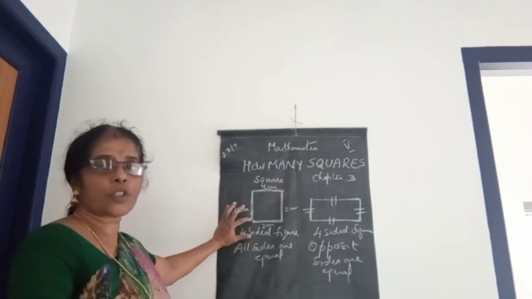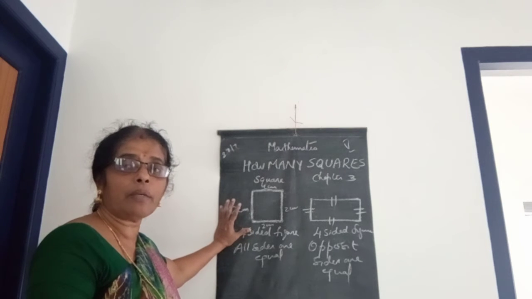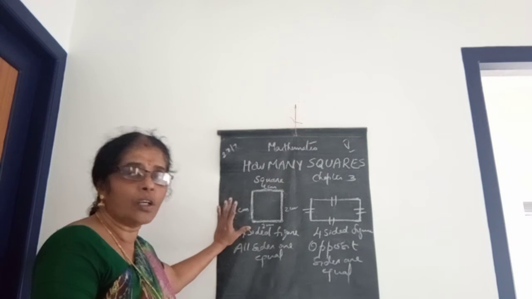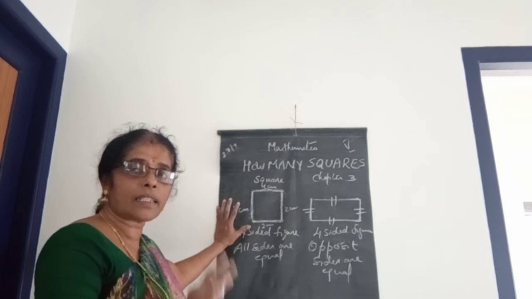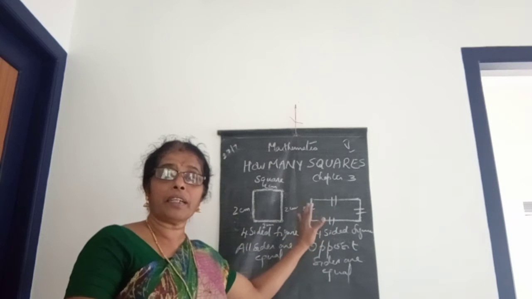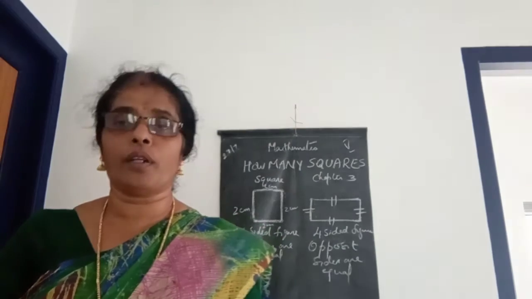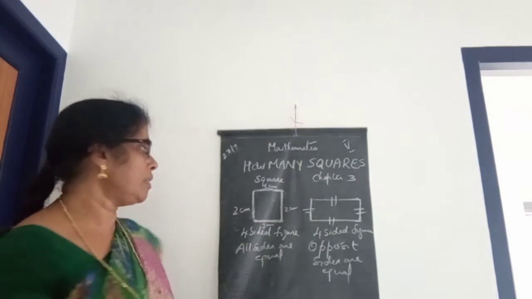But in the case of a square, all sides are equal. If one side is 4 centimeter, then the other sides are also 4 centimeter. That means all sides are equal. That is a square. And here it is a four-sided figure, but opposite sides are equal. That is a rectangle. Okay.